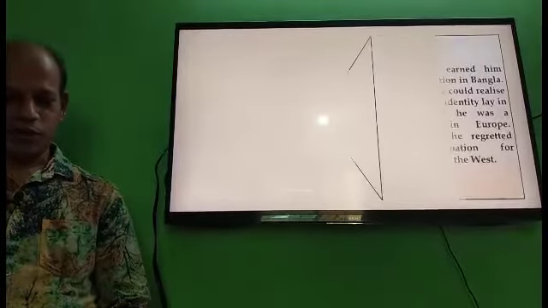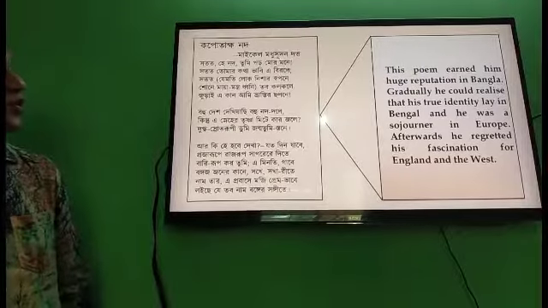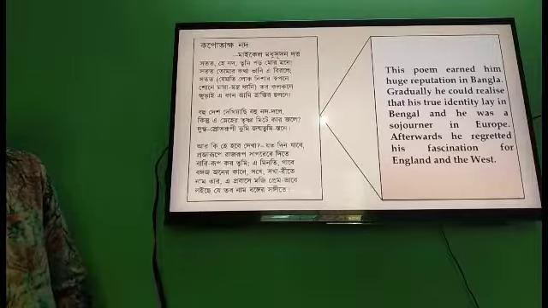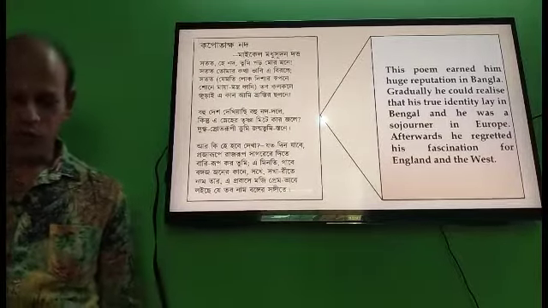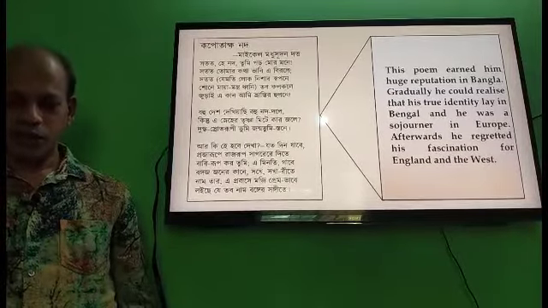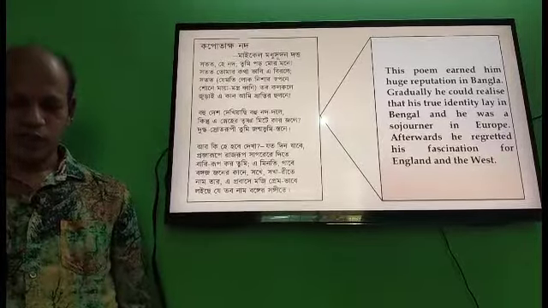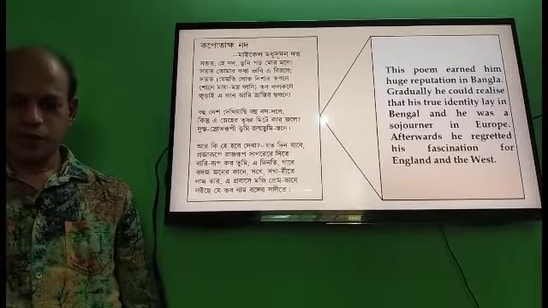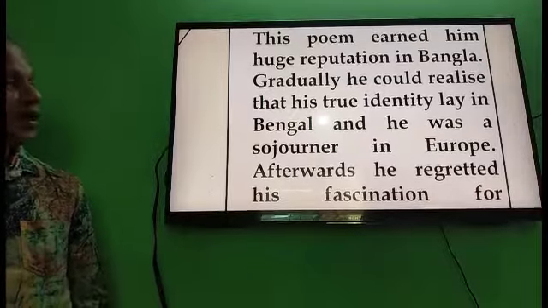Okay, let us see the poem in Bangla. This is Kapotakshanot, Bangla Kapotakhanot, by Michael Madhusudan Dutta. In Bangla you can see there are 14 lines, called a sonnet. And beside the poem, you see this poem earned him mass appreciation, mass reputation. Let us highlight it. This poem earned him huge reputation in Bangla.